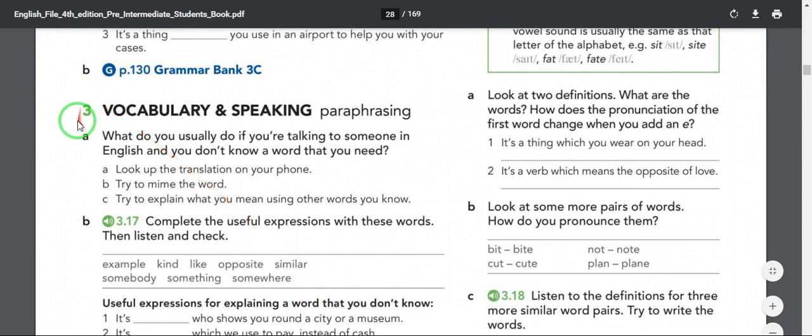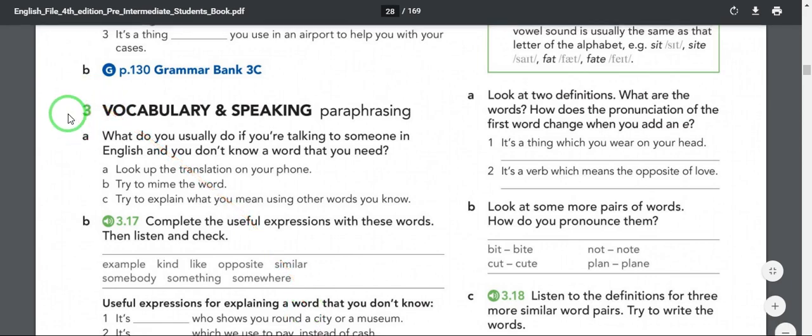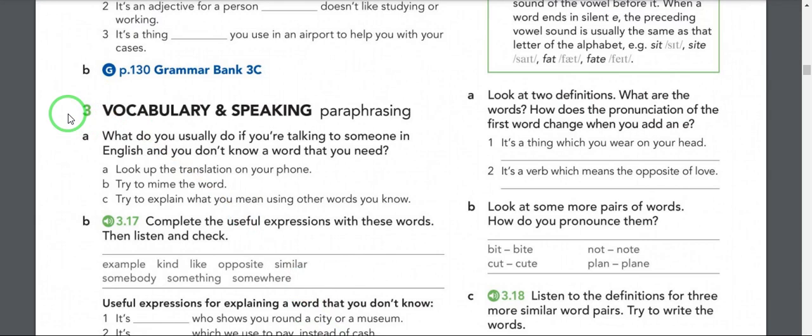Section number 3. Vocabulary and speaking. Paraphrasing. What do you usually do if you're talking to someone in English and you don't know a word that you need? A. Look up the translation on your phone. B. Try to mime the word. C. Try to explain what you mean using the other words you know.